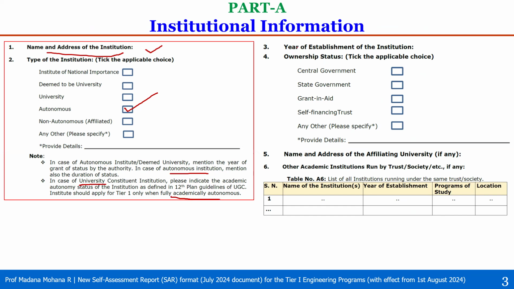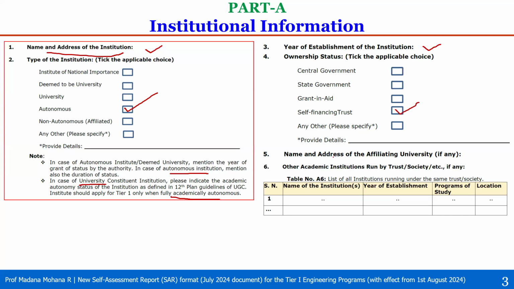The next point is the year of establishment of the institution, which you have to provide. Then the ownership of your institution, whichever is applicable, we have to tick. If it is central government, state government, grant-in-aid, or self-financing trust, or any others, please specify or provide details. So all the private colleges come under self-financing. You can put this option.